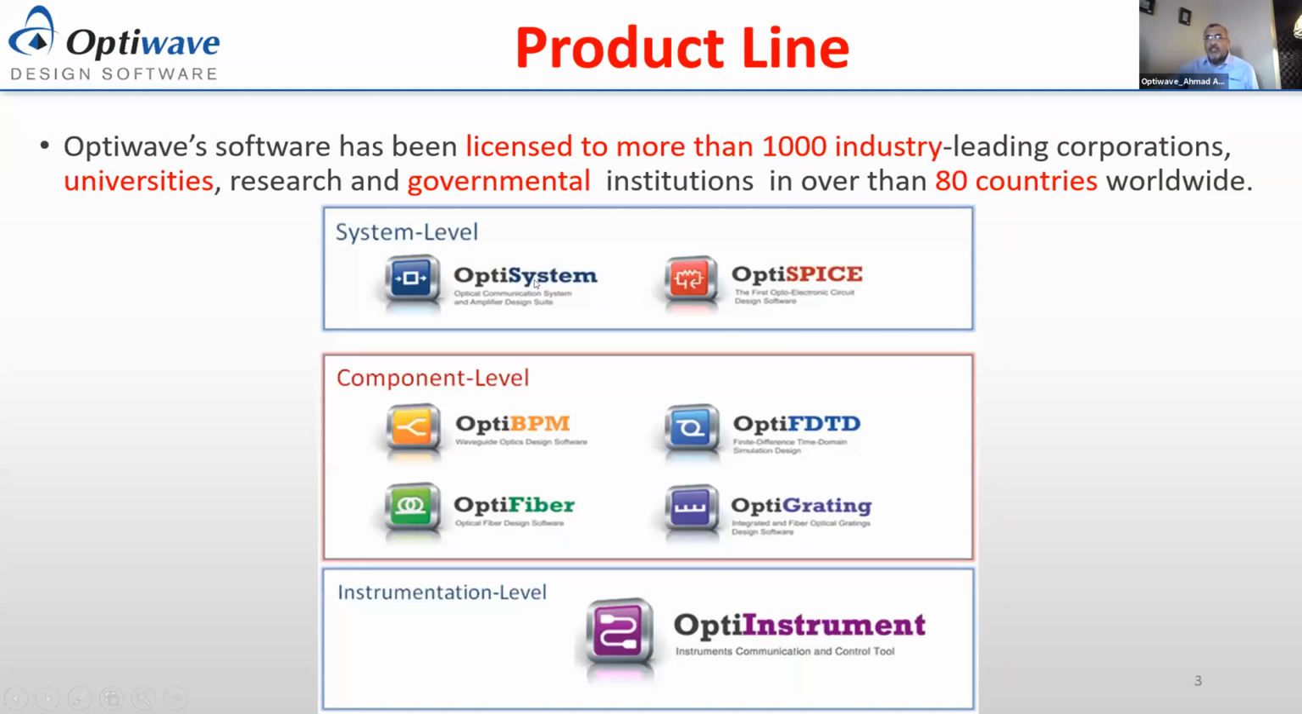Our main products can be categorized into system-level products, where we have two software called OptiSystem and OptiSpice, which is an optoelectronic software. And we have component levels. We have different packages here, as you can see: OptiBPM, OptiFDTD, OptiFiber, and OptiGrating. And today we're going to concentrate on OptiInstrument software.